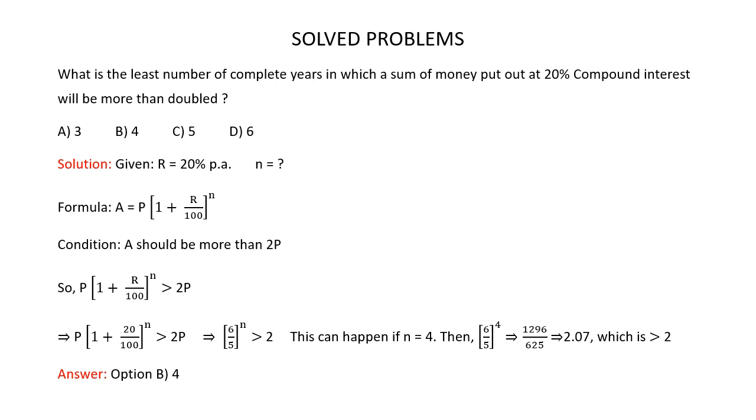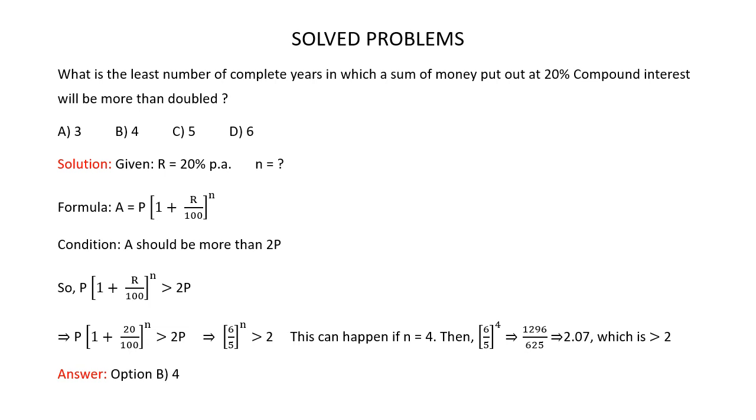Now the formula to find the amount when interest is compounded annually is A is equal to P multiplied by 1 plus R by 100 raised to the power n. Now it's given in the question that a sum of money will be more than doubled. So the condition is the amount should be more than twice the principal, that is A should be greater than 2P. Now from the formula you know that A is nothing but P multiplied by 1 plus R by 100 raised to the power n. So P multiplied by 1 plus R by 100 raised to the power n is greater than 2P.